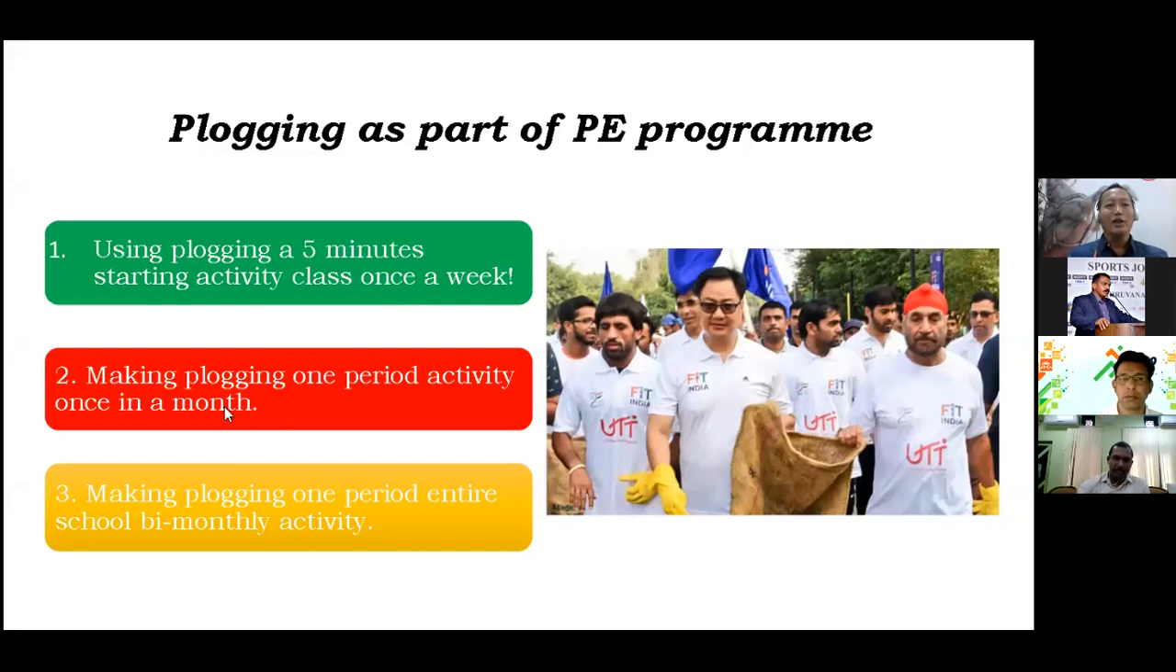And the second one is making plogging a 1 period activity once a month. Once you start finding the students becoming more interested in this social community service or social work, then try to inculcate this program into 1 activity in a month. And the 3rd one is, once you find the 2nd stage also successful, plan out a big activity, making plogging a 1 period entire school activity bi-monthly, once in 2 months, or once in 3 months.